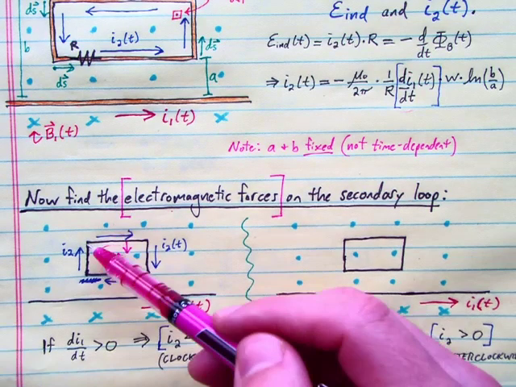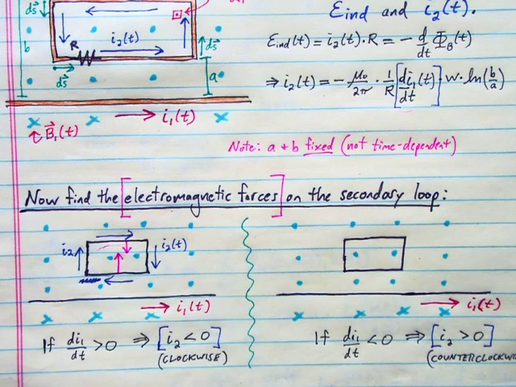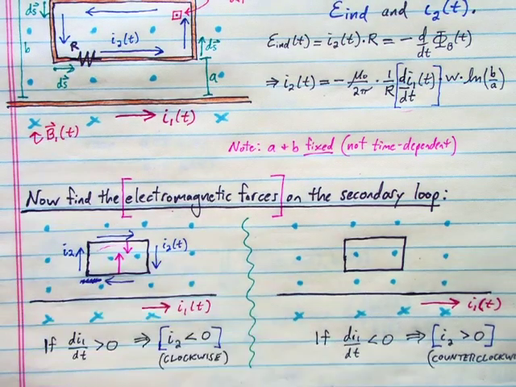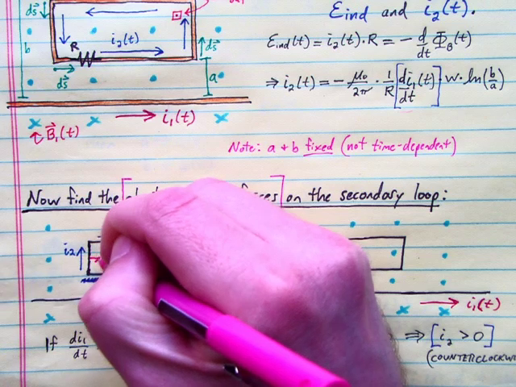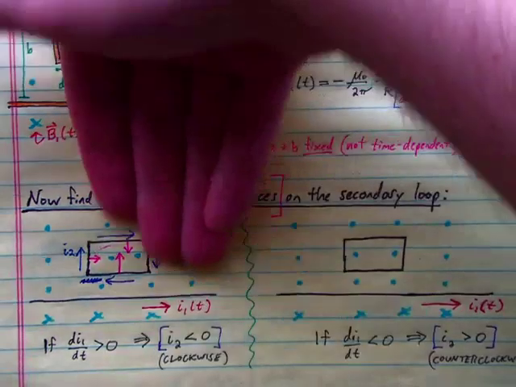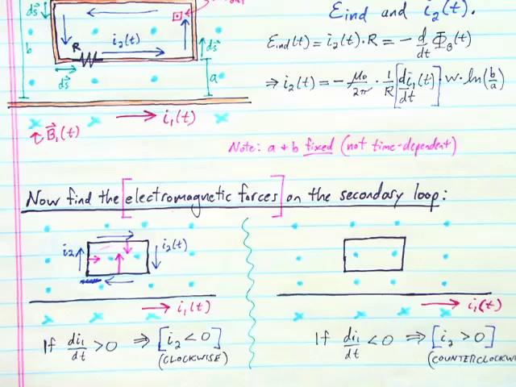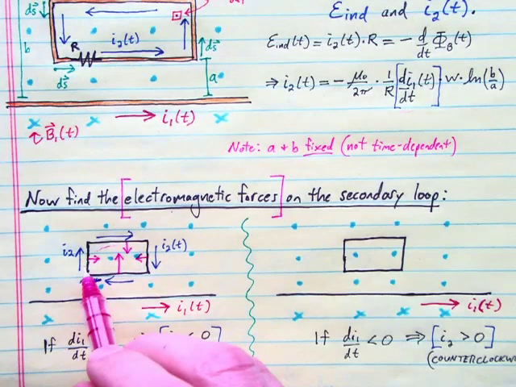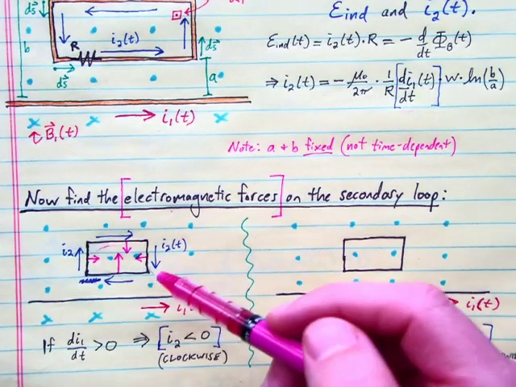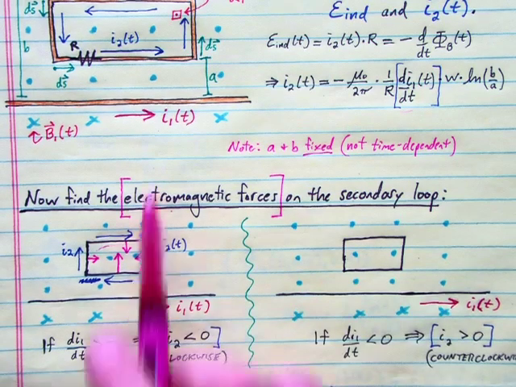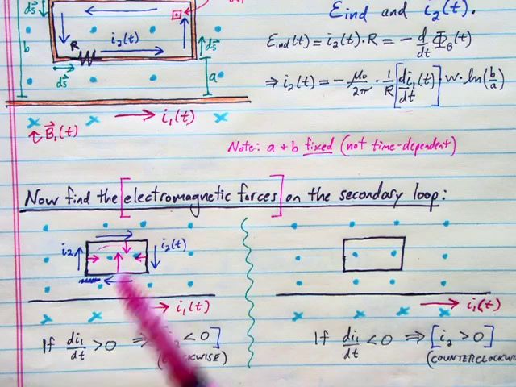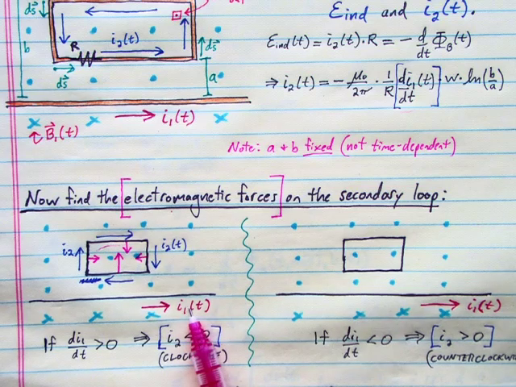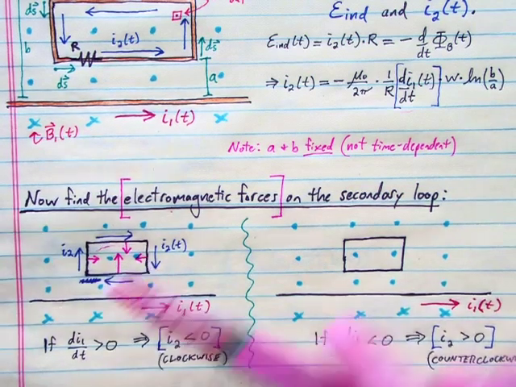Let's look at the two side segments for a moment. IL cross B again. So IL cross with B, thumb to the right. This would feel a force that way. This side, IL cross B, thumb to the left, would feel a force that way. And by symmetry, those two forces should cancel each other out. So in our loop here, it looks like we would get a net force pointing away from the primary wire. As I1 increases with time, this loop is going to be pushed away from the primary.